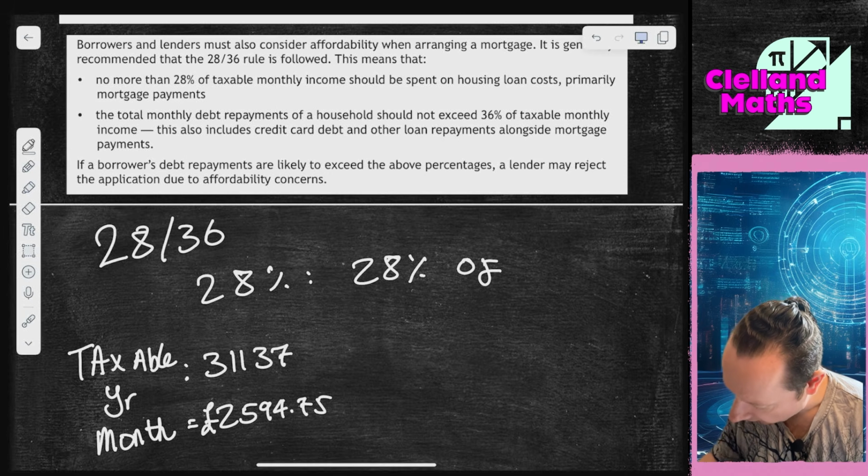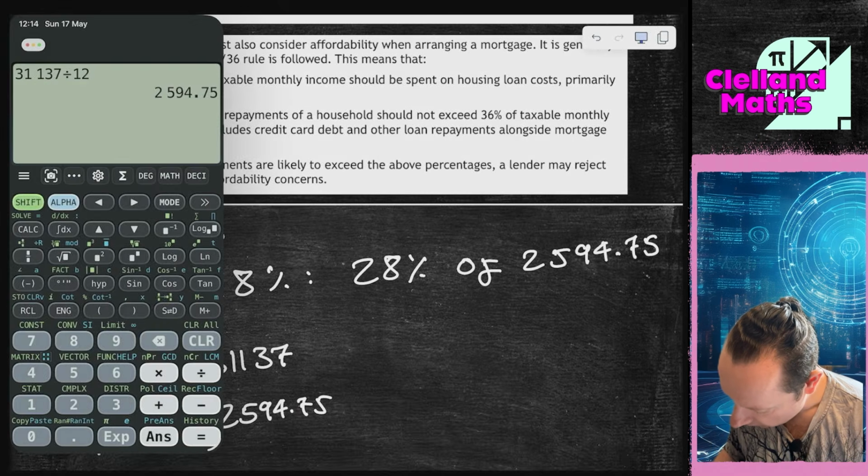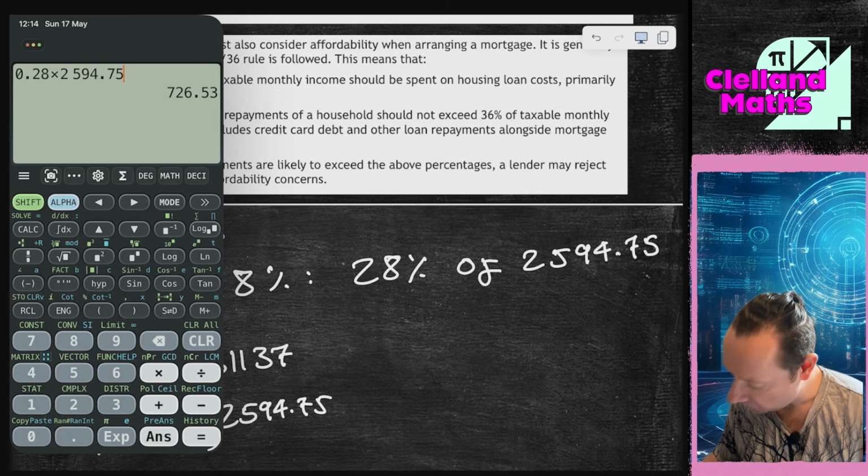So we just do 28% of 2594.75. So that's 0.28 times 2594.75 is 726.53.